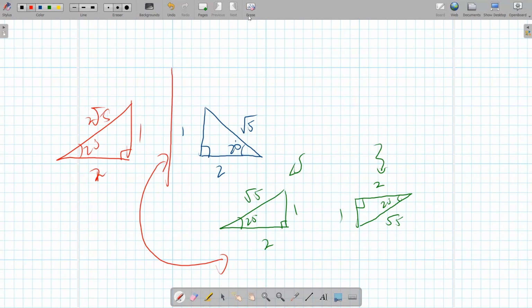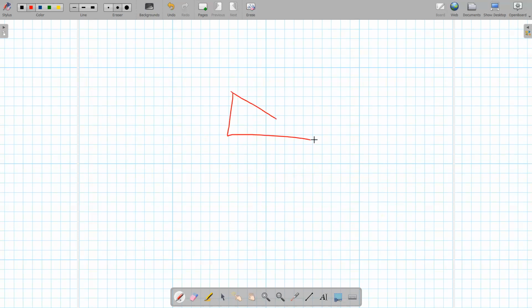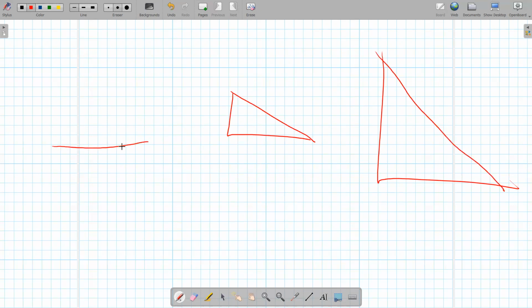Similar would be something like this, right? So you have this one, and then you have maybe this one. It doesn't necessarily have to be in the same orientation either. It can be something like this, okay? So let's say this is 20. Let's say this is a right angle. Let's say this is 2. Let's say this is 4. Let's say this is 3. What would be the side length here?